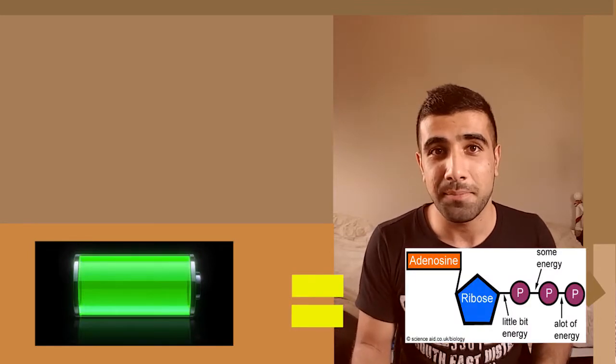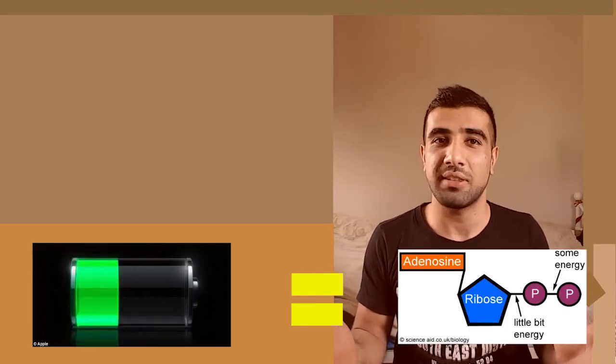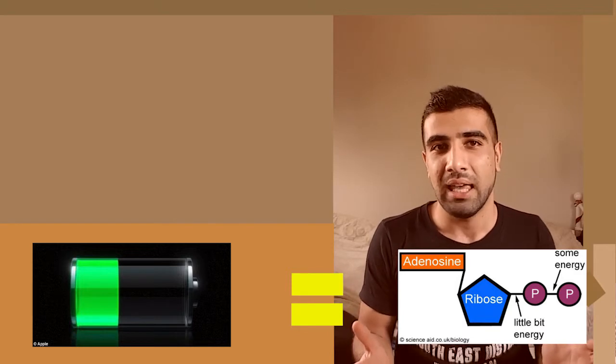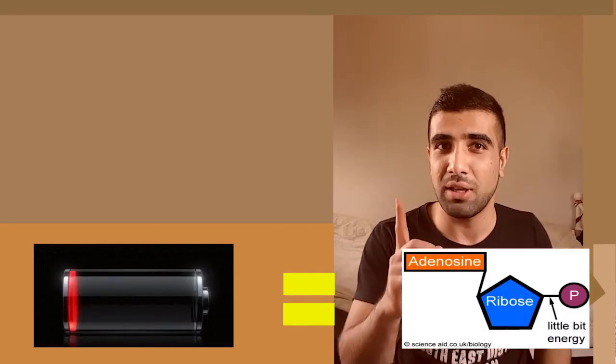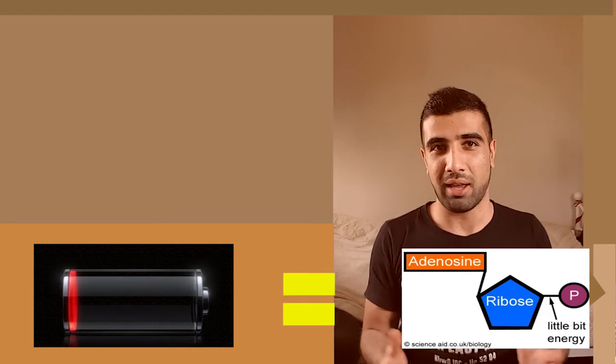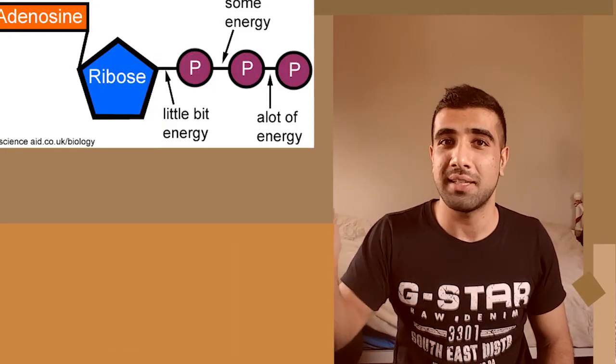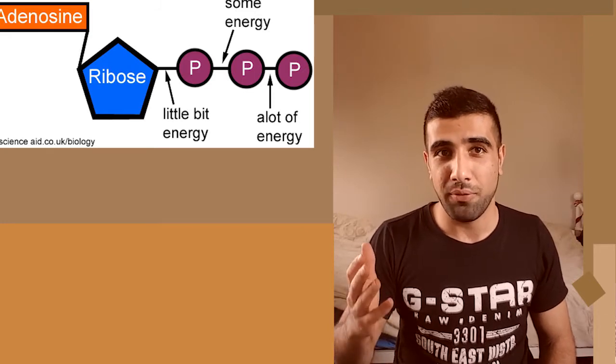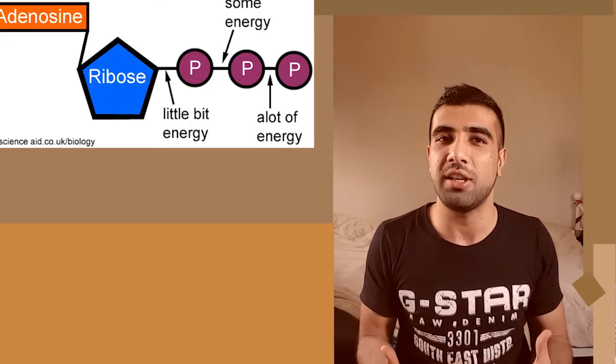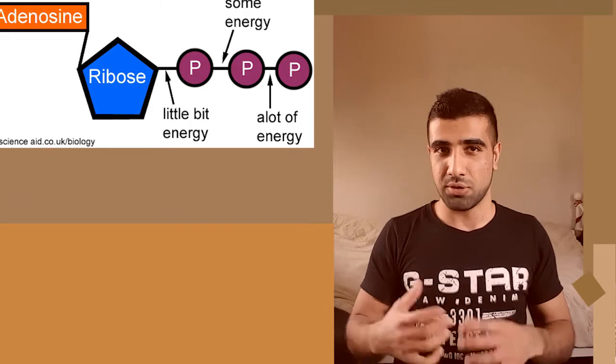Now, the cool thing about ATP is that you can tell how much energy it's got. It's like your battery, right? When you look at your phone and it's got 100% charge, that's like ATP. When it's got like 50% charge, that will be like ADP. And if it's AMP, because it's got only one phosphate, then it'll be like zero charge, essentially. So based on the number of phosphates, you can tell what the charge of the molecule is, or how much energy it has, rather, based on the phosphate groups.